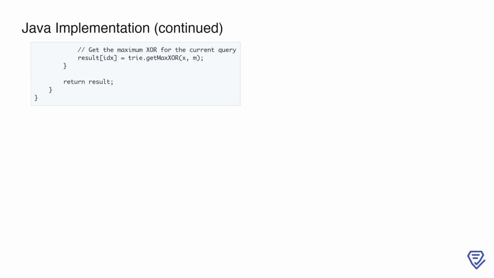After inserting the relevant numbers into the tree, we use the getMaxXOR method to calculate the maximum XOR for the current query. The result is stored in the result array at the original index of the query, ensuring that the output matches the order of the input queries. Once all queries are processed, we return the result array containing the answers.